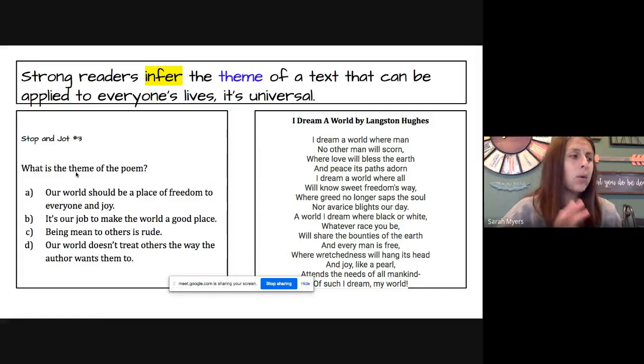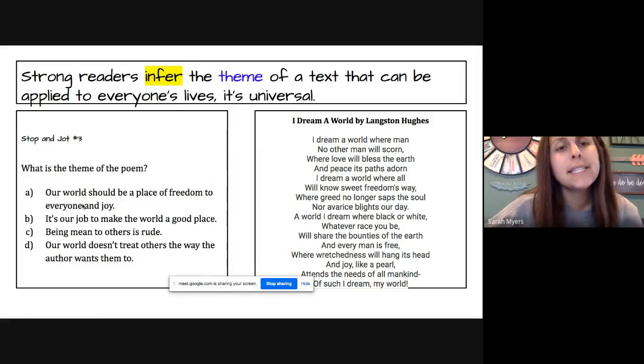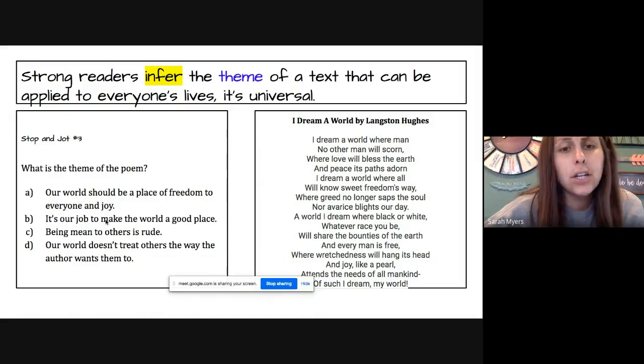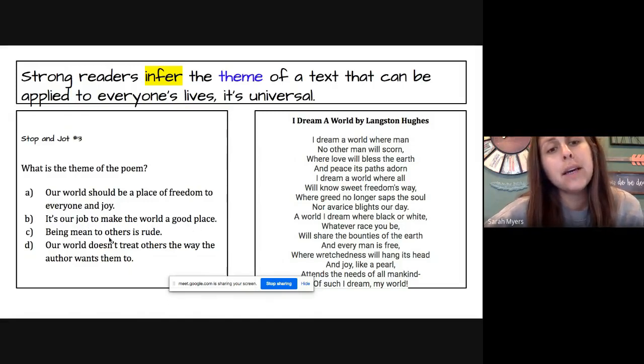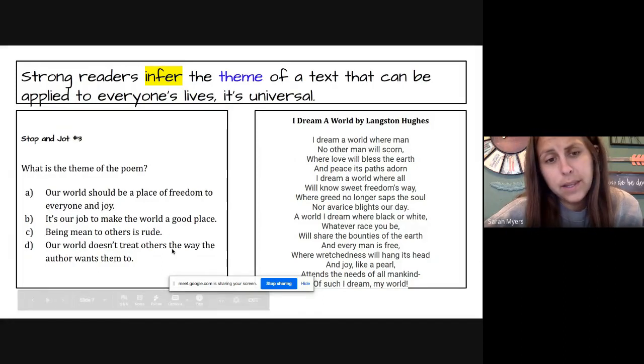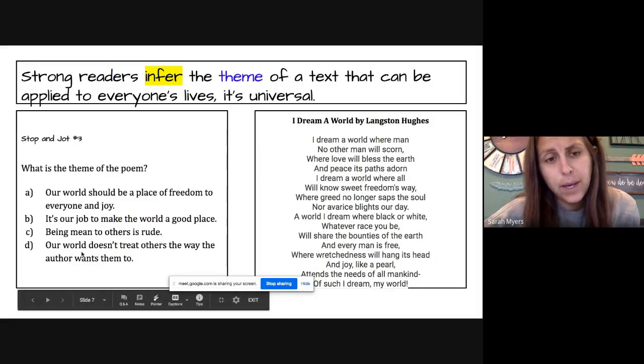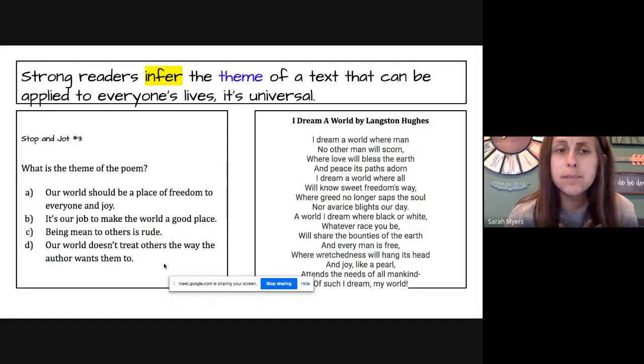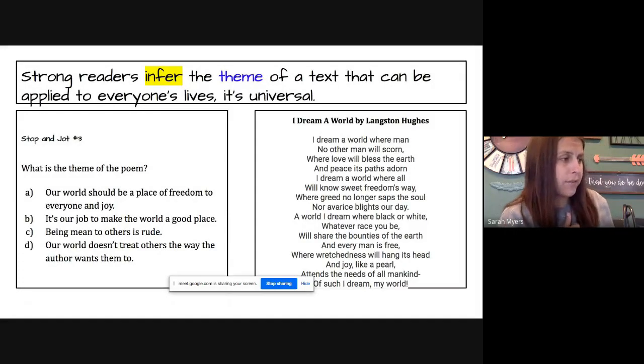So really thinking about what is this universal theme that everyone can learn from this poem. Is it A, the world should be a place of freedom to everyone and joy? B, it is our job to make the world a better place. C, being mean to others is rude. D, our world doesn't treat others the way the author wants them to. So what is something that we can learn? Put your thumbs to your chest after you have your idea.